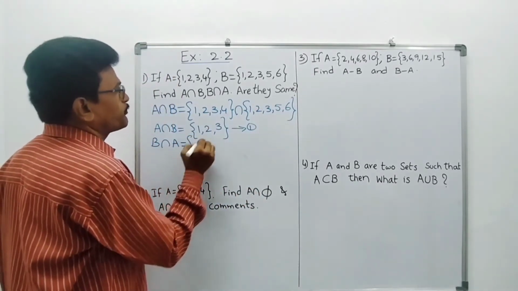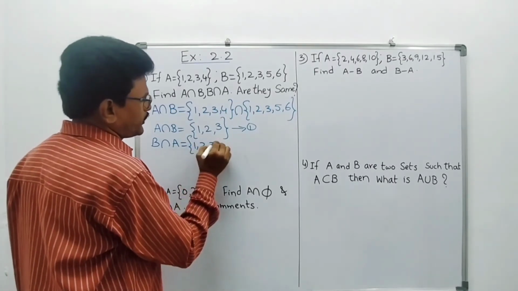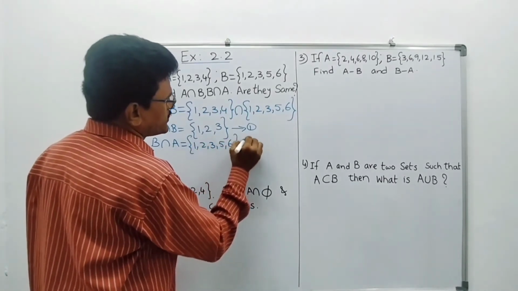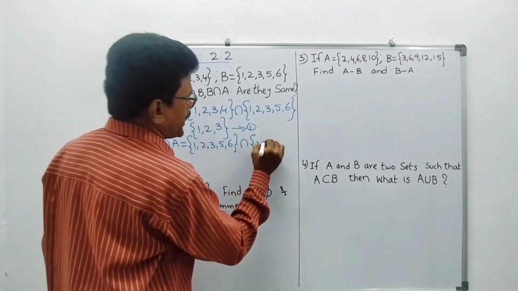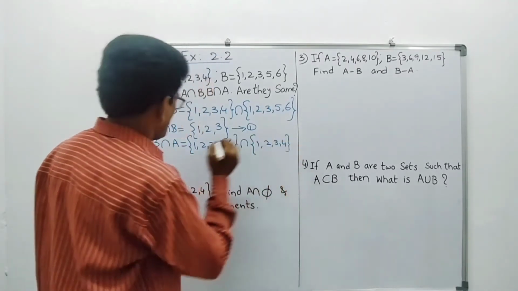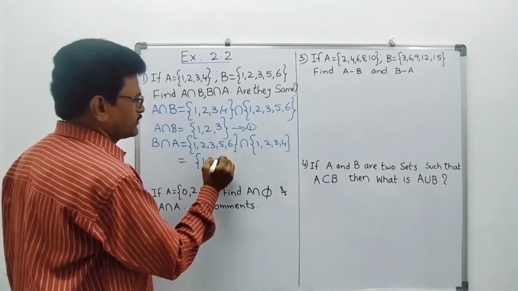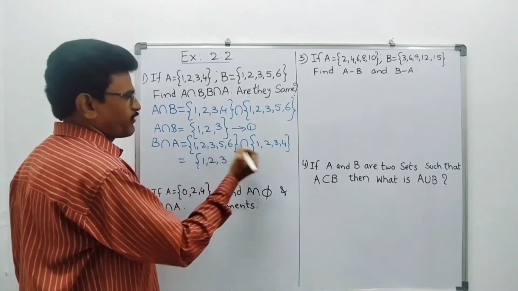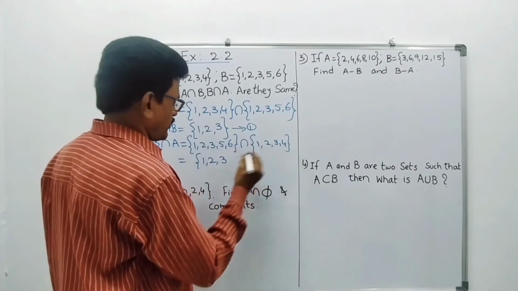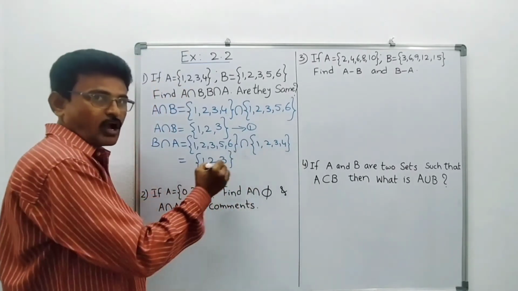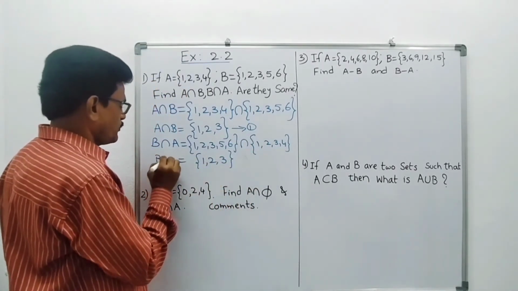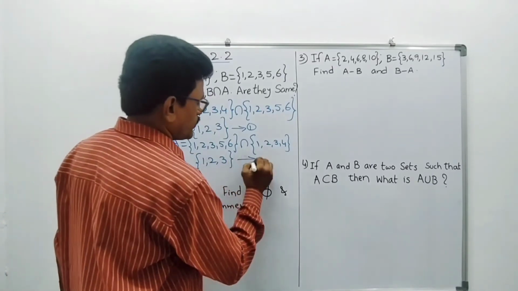Write down the elements of B first: 1, 2, 3, 5, 6. Intersection. Now elements of A: 1, 2, 3, 4. Now what are the common elements here? 1, yes, it is there. 2 is there. And 3 is there. 5, 6, these elements are not there. Only these are common elements, right? This is B intersection A, equation 2.